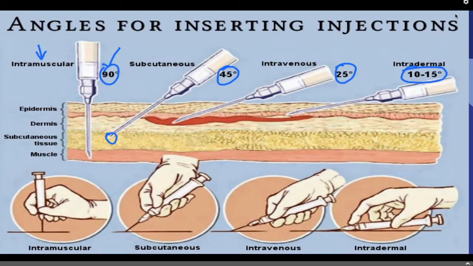They can ask a sequence based question in your AIMS: arrange the things in ascending order, arrange the things in descending order. So they can ask you these angles. These angles are very, very important because they depend upon the anatomy. Intradermal is 10 to 15 degrees, intravenous is 25 degrees, subcutaneous is 45 and intramuscular is 90. I hope you're very clear. This area is covered, so you need to make a note.